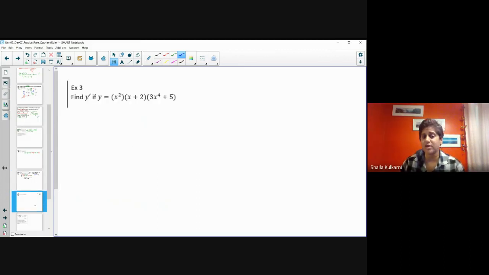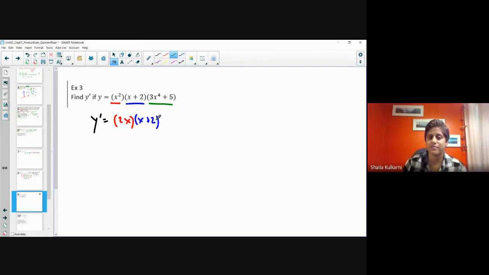So the product rule means take the derivative of one, leave the others the same, plus sign, reverse it. So what if there were 3 functions? Well, you just keep doing that pattern again. Okay, so now we have 3 functions. We have this red function, this blue function, this green function. x squared times x plus 2 times 3x to the 4th plus 5. So I'm going to take the derivative of the first function, 2x. Leave the blue the same, leave the green the same.